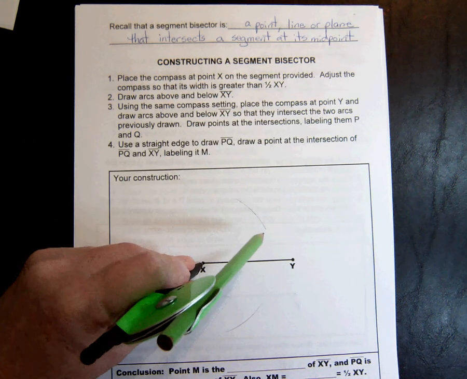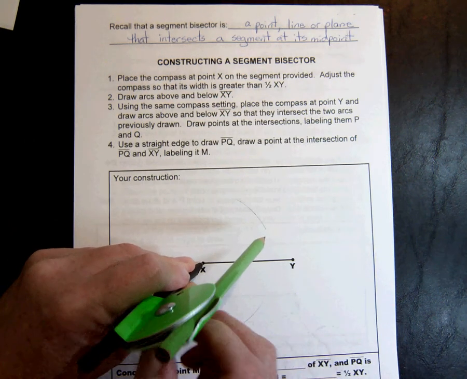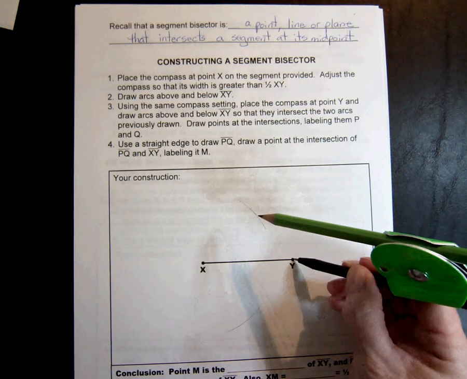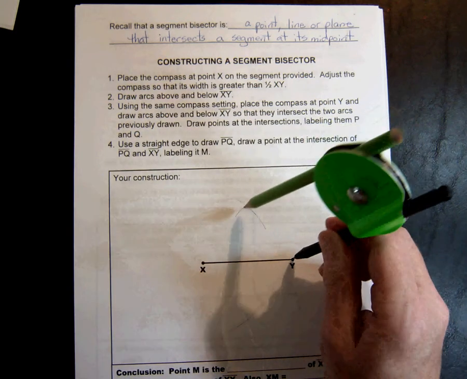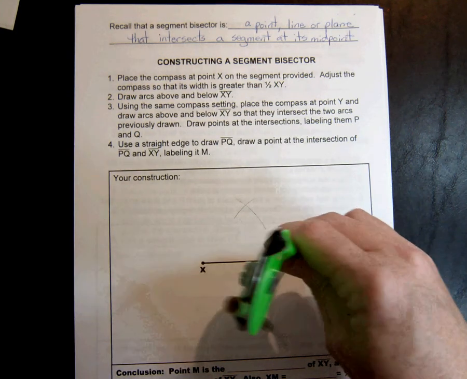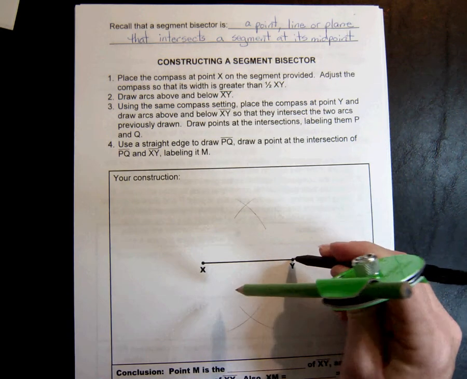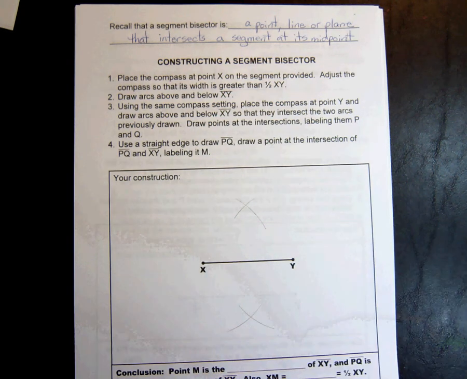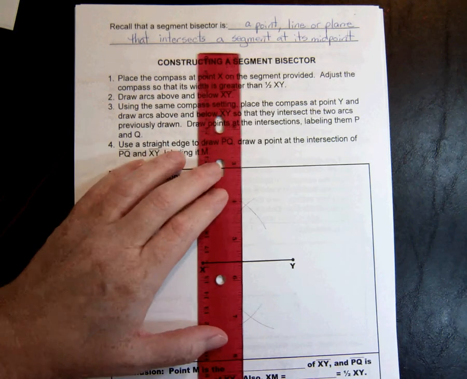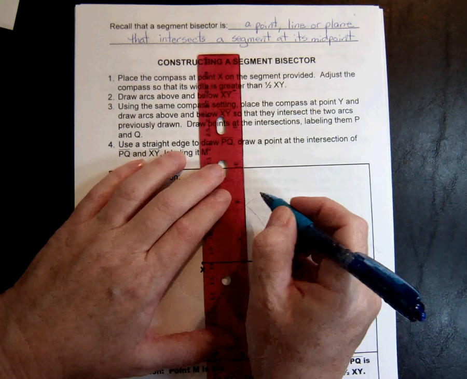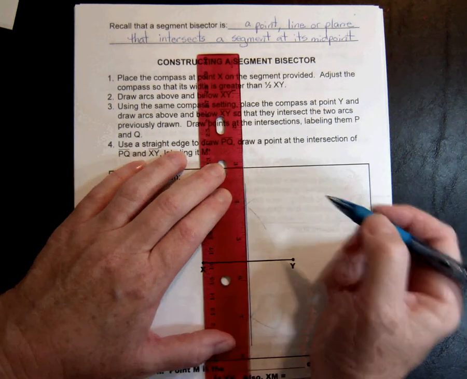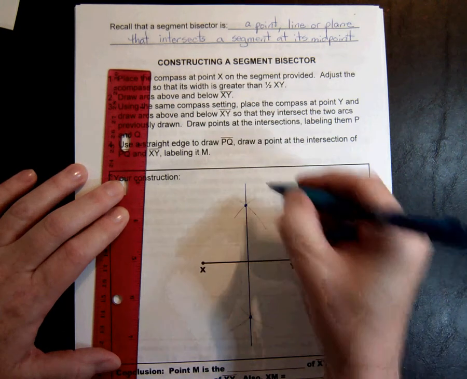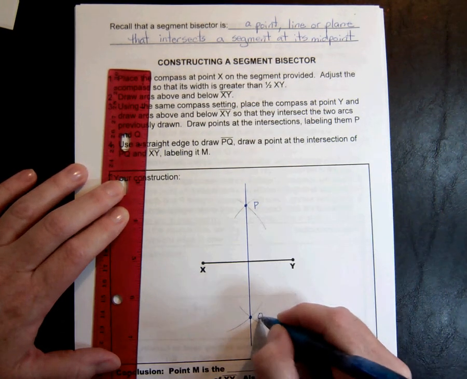Okay, using the same compass setting, so don't move. You might even want to tighten it, but don't move the pencil. Put the compass at point Y and draw the arc above and below line XY so that they intersect the two arcs previously drawn. Draw the points at the intersection and label them P and Q. So notice how we have a point where they crossed, straight up and down. Put it as a point and label it P and this one Q.